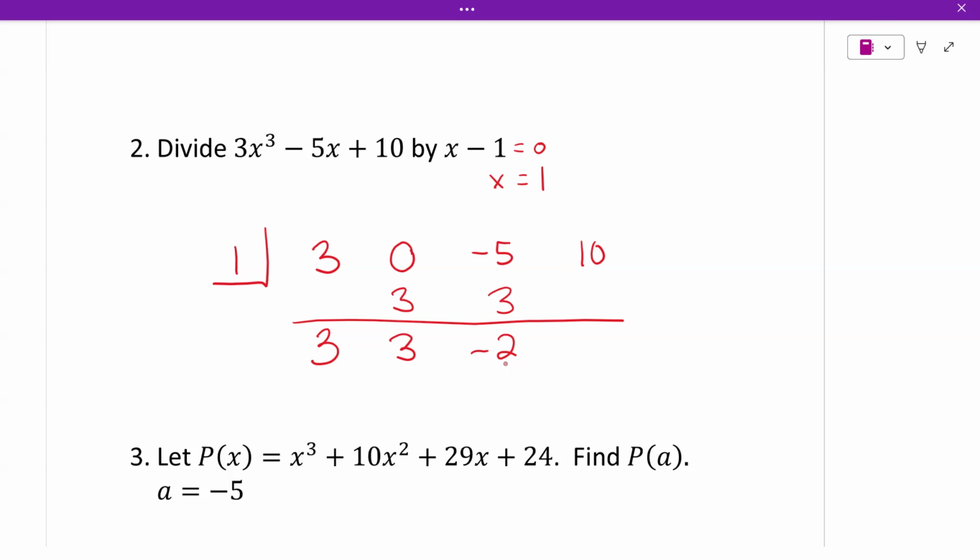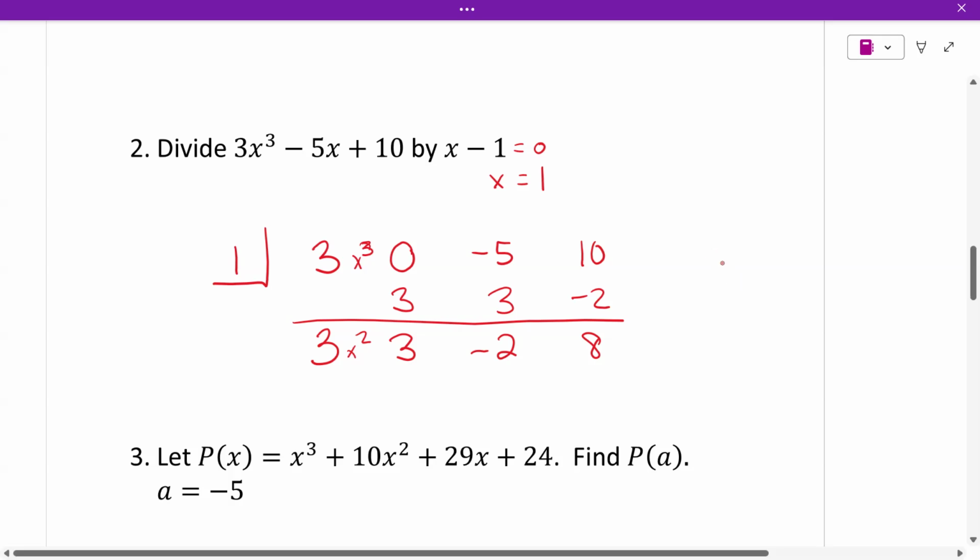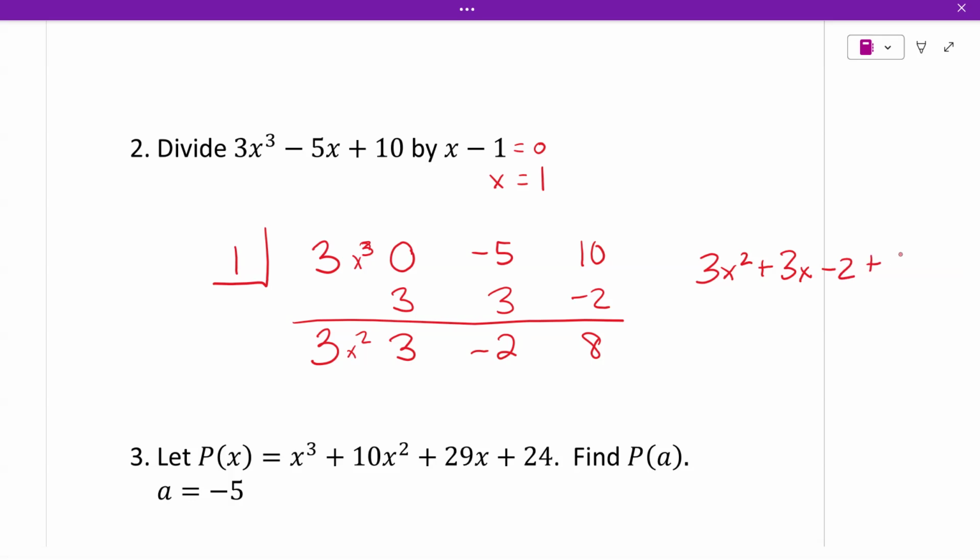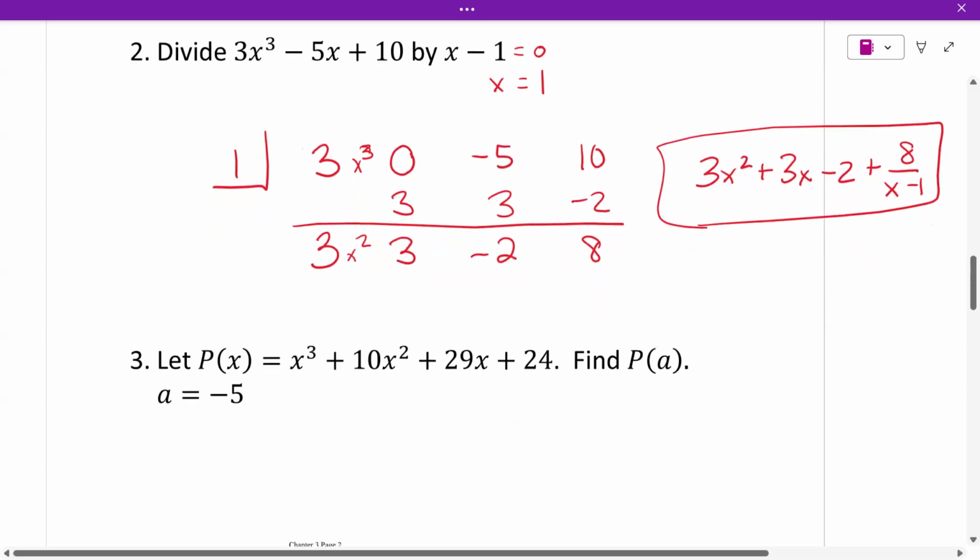You're so used to saying 3 that they finally changed up on you. Negative 2. 1 times negative 2 is? If we add, we get 8. So if we divide this, this was x cubed. So this is x squared. So the answer is 3x squared plus 3x minus 2 with a remainder of 8 over x minus 1. Easy peasy, lemon squeezy. This is a lot quicker and faster than polynomial long division. That's why we use synthetic division.